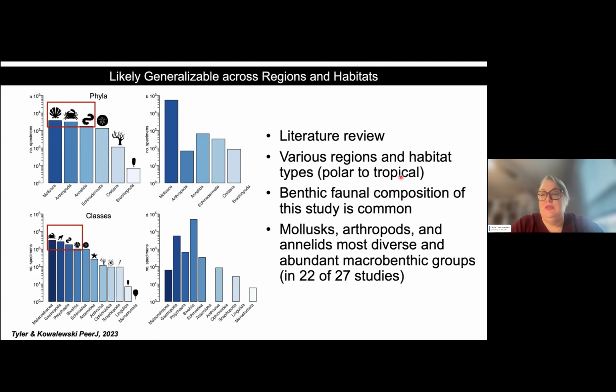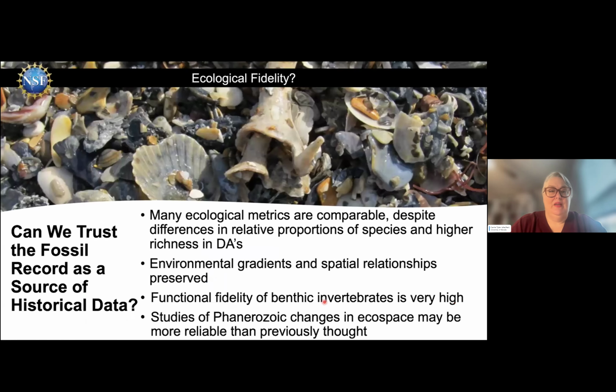And again, in a whole suite of environments, it's still these same groups that are making up most of the organisms in these studies of functional diversity. So, in terms of how reliable is the fossil record, and I refer to this as ecological fidelity, we saw that it's quite high.